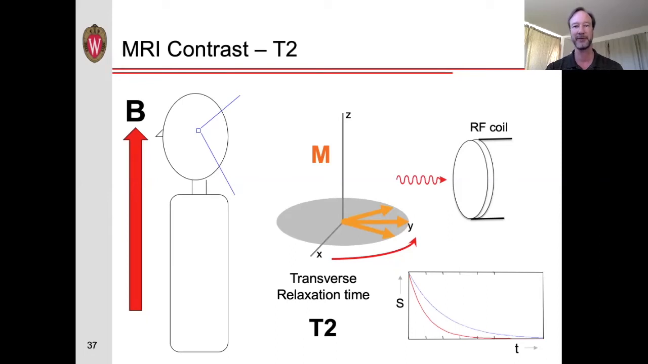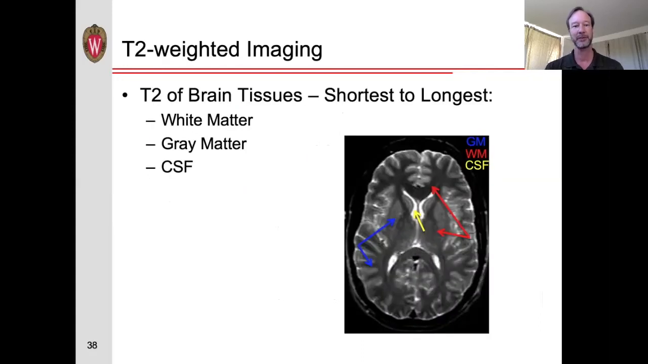Different tissues have different rates of this signal decrease. Therefore, if we acquire an image at a specific time after sending in the radio wave, areas with a shorter T2 will have less signal. And that's what's shown here in a T2 weighted image. Brain areas with a short T2, such as white matter, appear dark in the image, while areas with a long T2, such as CSF, appear bright.